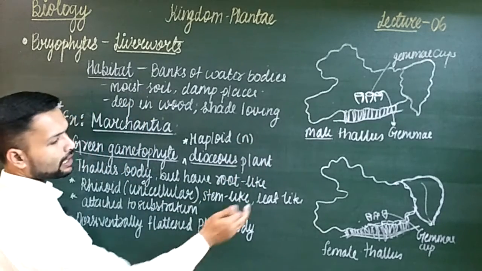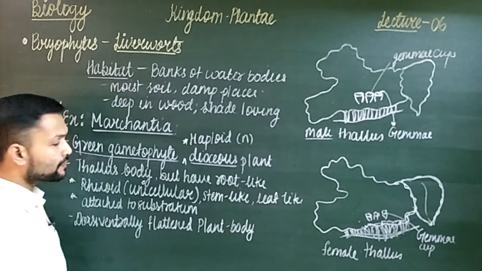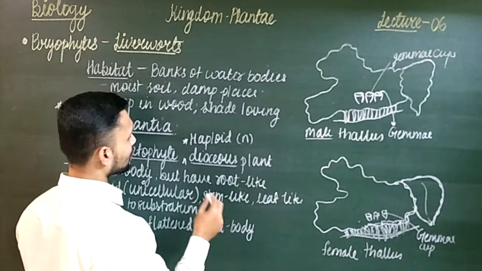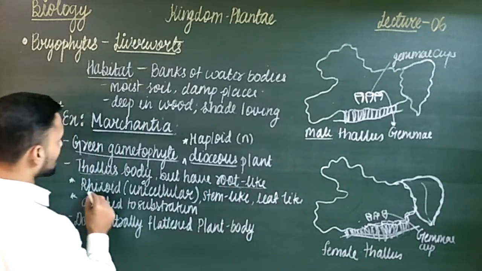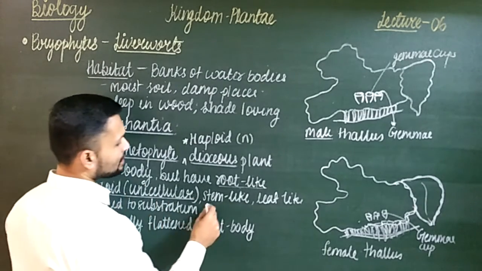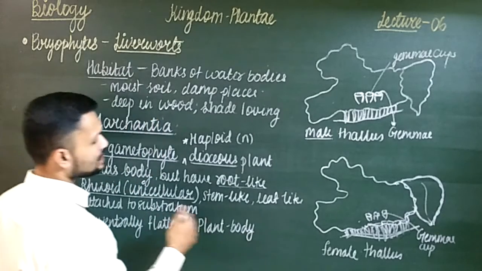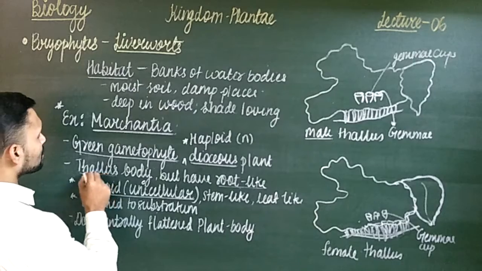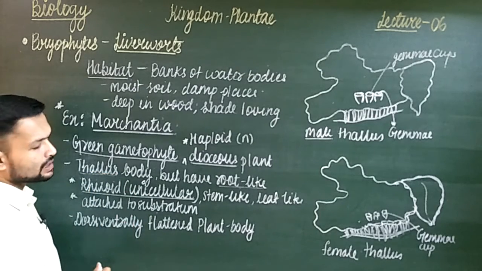So dioecious plant, female plant, male plant is different. Generally the plant has a thallus body, that means it is not differentiated into leaf, but it has root-like structures known as rhizoids, which are unicellular. This is an important entrance question. Then they have leaf-like structures and stem-like structures attached to the substratum. So this body, thallus body, is attached to the substratum.